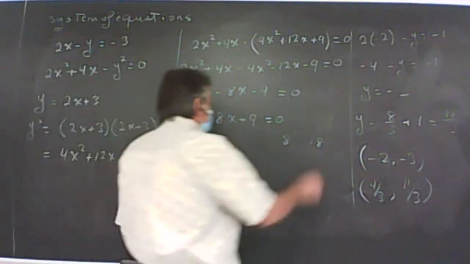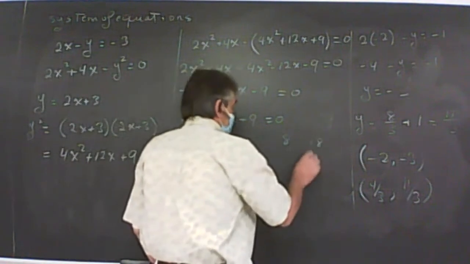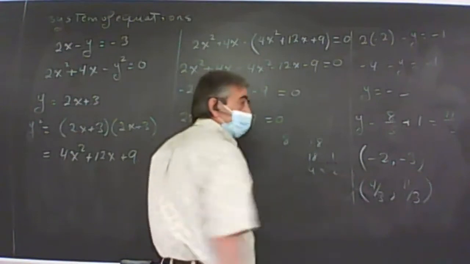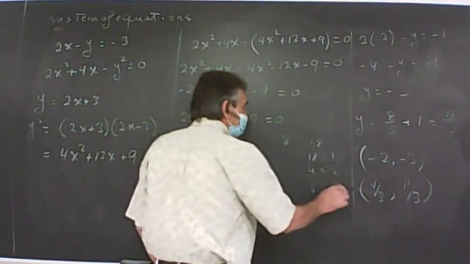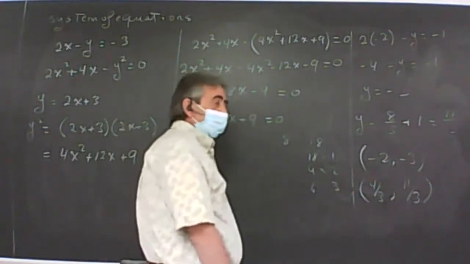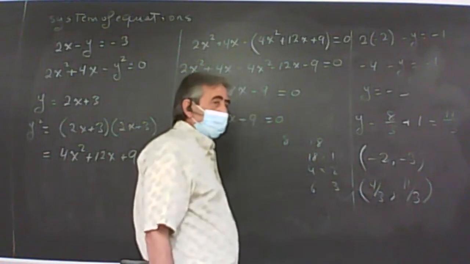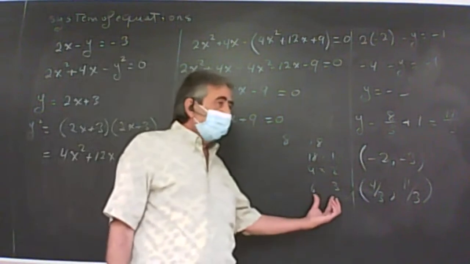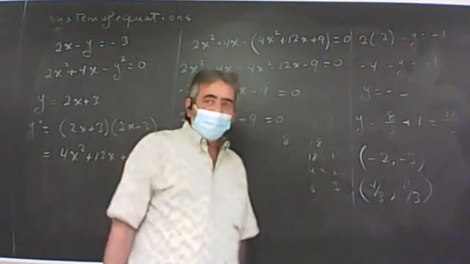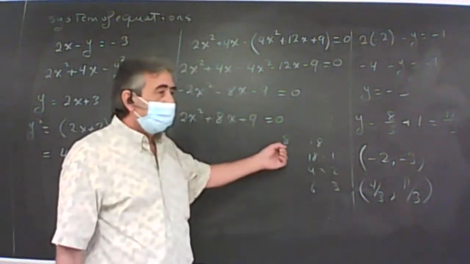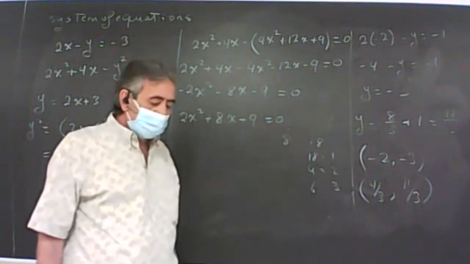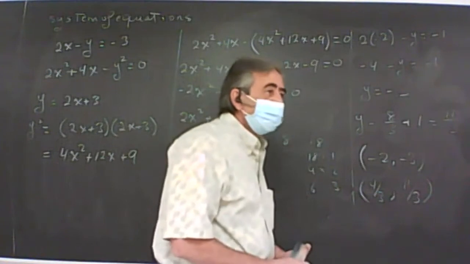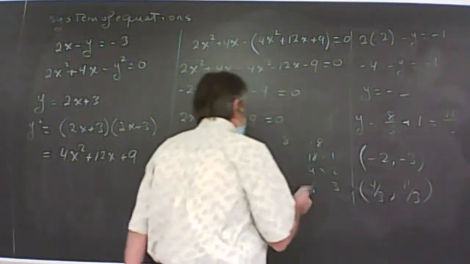Let's see. So we have 18 times 1. We have 9 times 2. We have 6 times 3. Anything else? Only thing, if there is, it'll be with a 4 and 5. Can't find it. Any of these give me 8 when I add them? No? Then I can't factor. What else do I do?